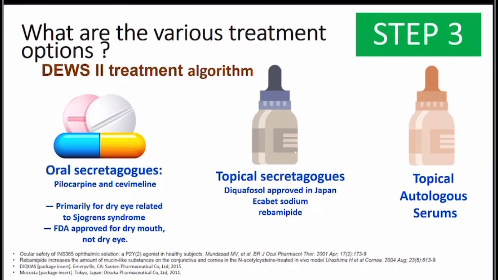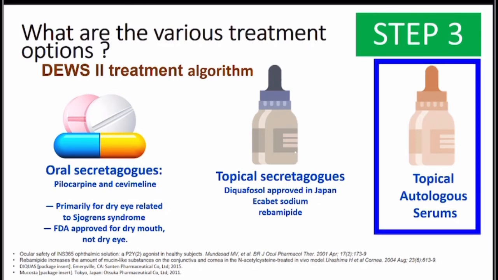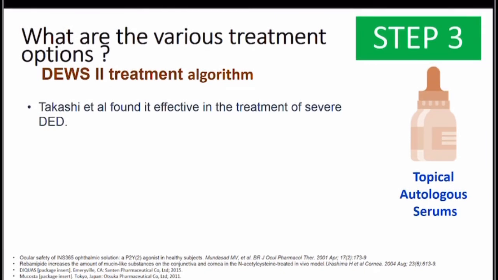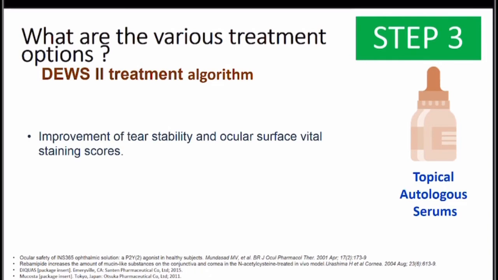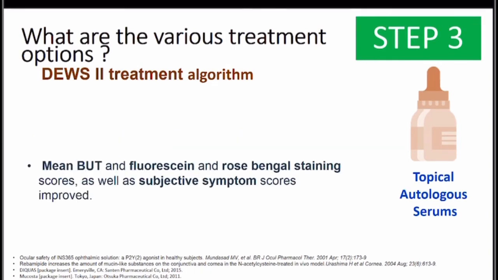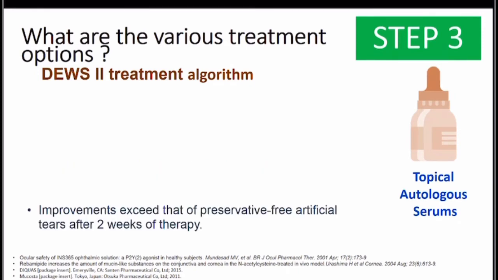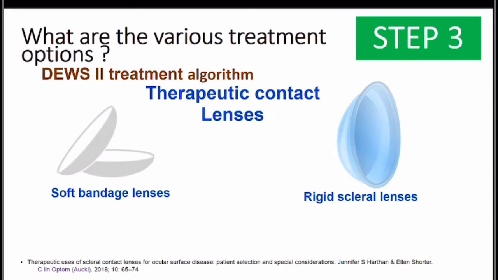If that still doesn't work, then you can add oral secretagogues and topical autologous serum. The serum is really, really effective, especially in my country in patients post-trachoma, because they have damaged accessory lacrimal glands. Once you prescribe this medication, patients just become addicted to it. It mimics the tear film, so it improves signs and symptoms, and it improves the staining once started. And it's, of course, better than preservative-free artificial lubricants.